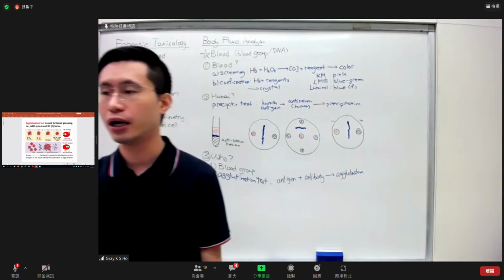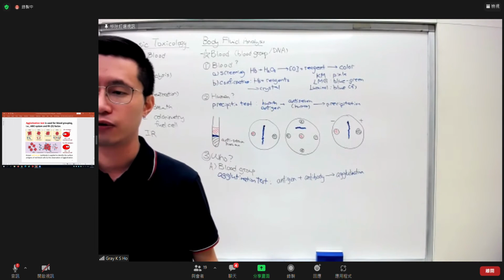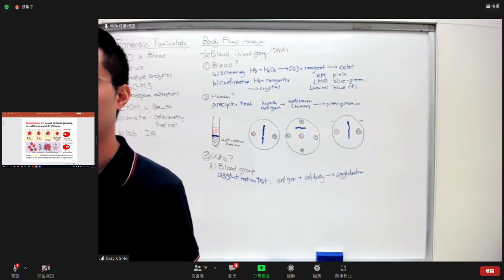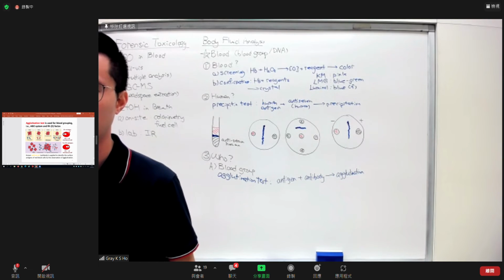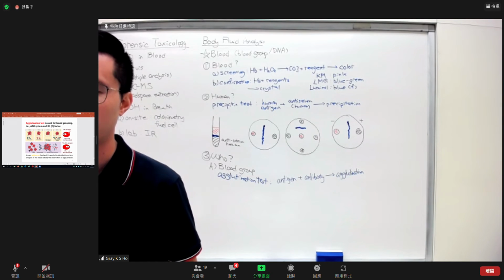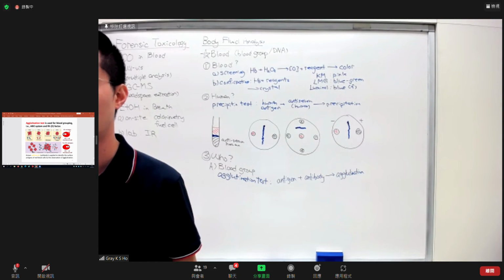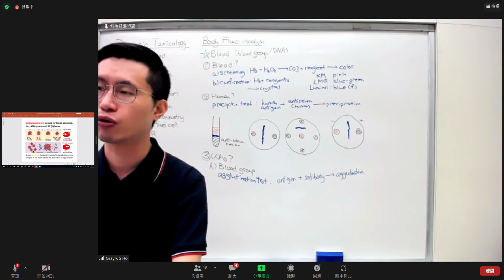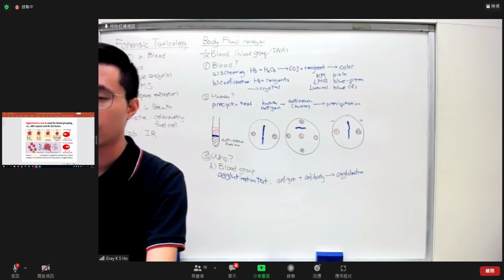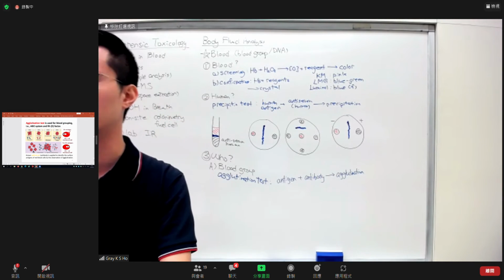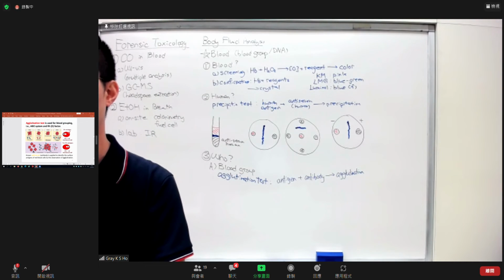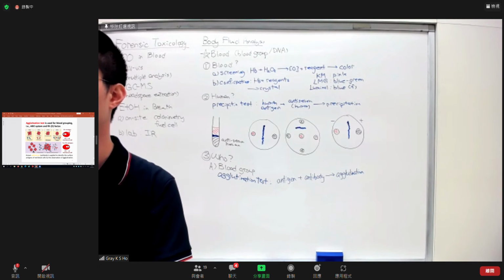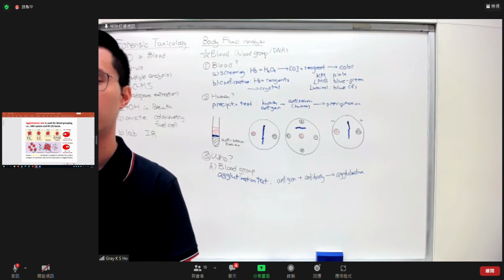So that's why, if you have the red blood cell, on the surface you can find the surface antigen. If you have the surface antigen A, then that will be blood group A. If you have the surface antigen B, then that will be blood group B. If you have the antigen A and B together, then that will be blood group AB. If you don't have the surface antigen, then that will be blood group O. So just imagine that you have some surface antigen on the red blood cell.